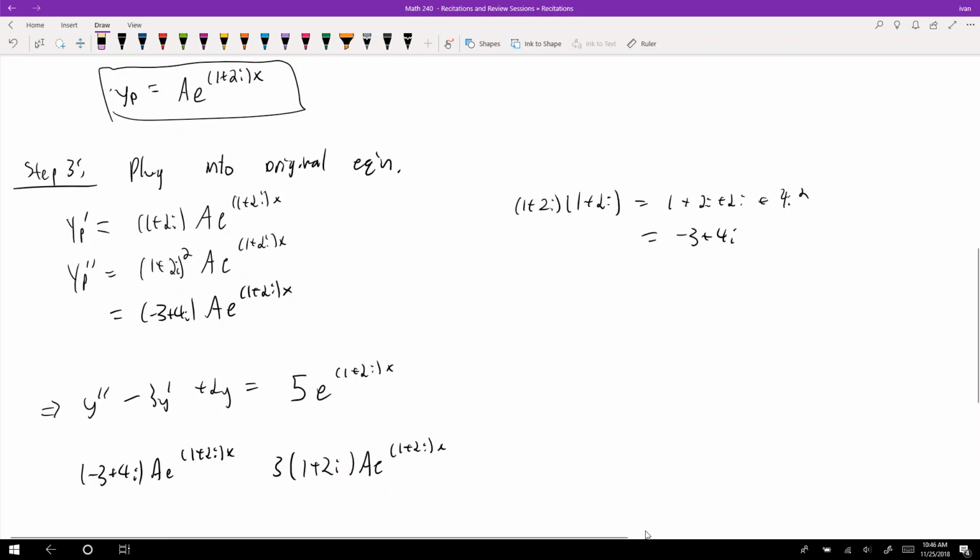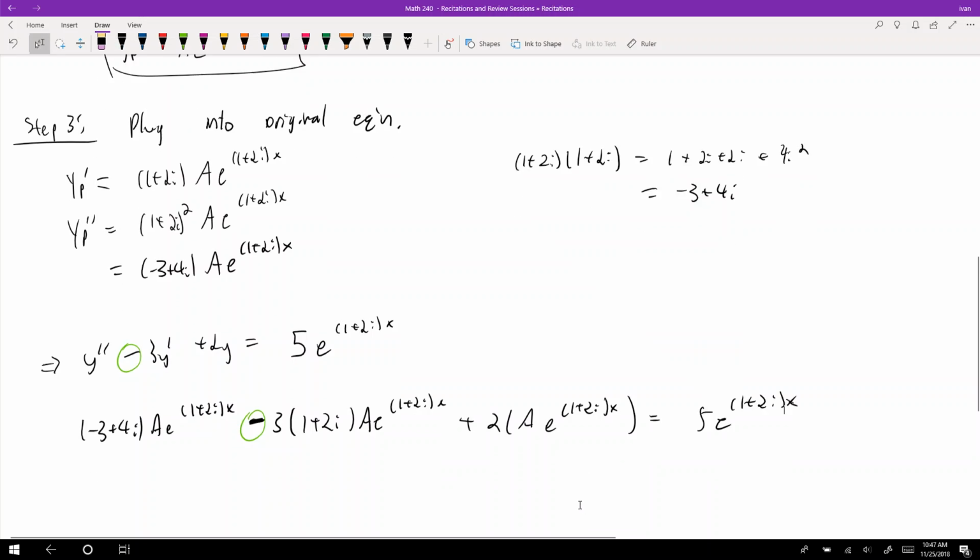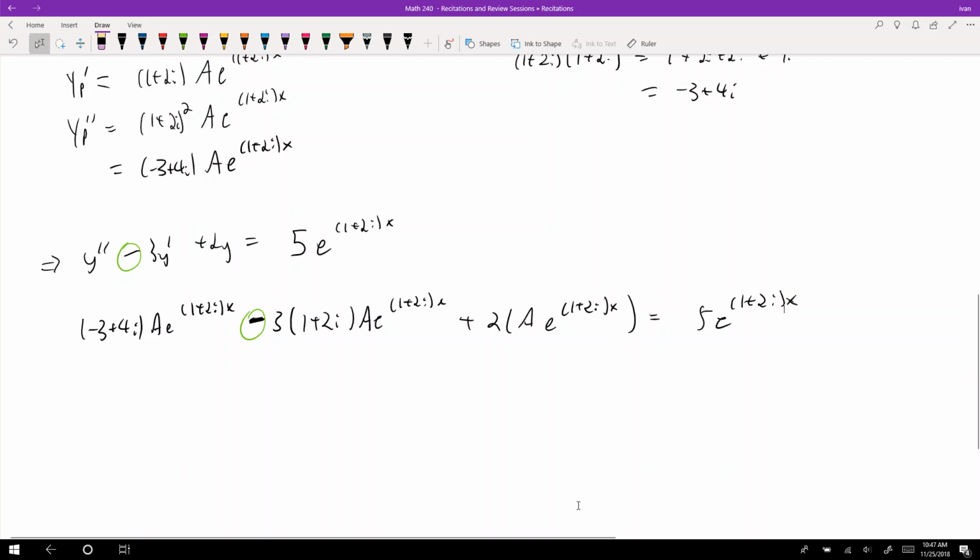Okay. So minus, be careful. And then plus 2 times y, which was a e to the 1 plus 2ix. And that's equal to 5e to the 1 plus 2ix. All right. So now we just got to simplify this. So this is just a matter of algebra.